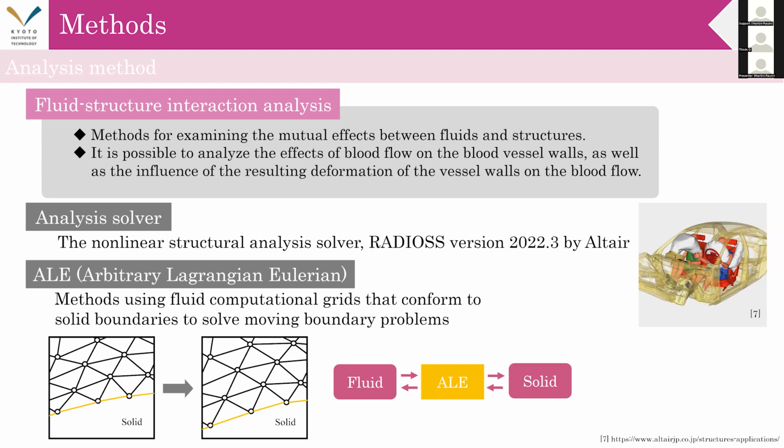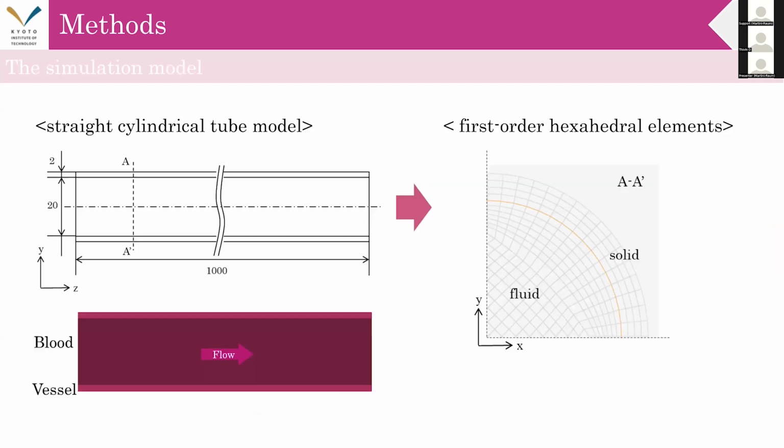Additionally, ALE is a method that uses fluid computational grids conforming to solid boundaries, which is particularly effective in fluid-structure interaction analysis for solving moving boundary problems. The simulation model used in this study is a three-dimensional straight cylindrical tube model of the aorta, as shown in this figure. For this 3D model, a mesh of first-order hexahedral elements was created using Radioss.